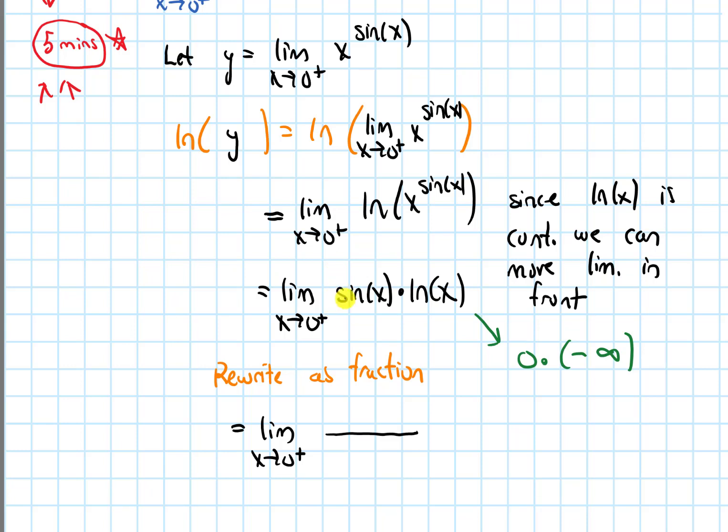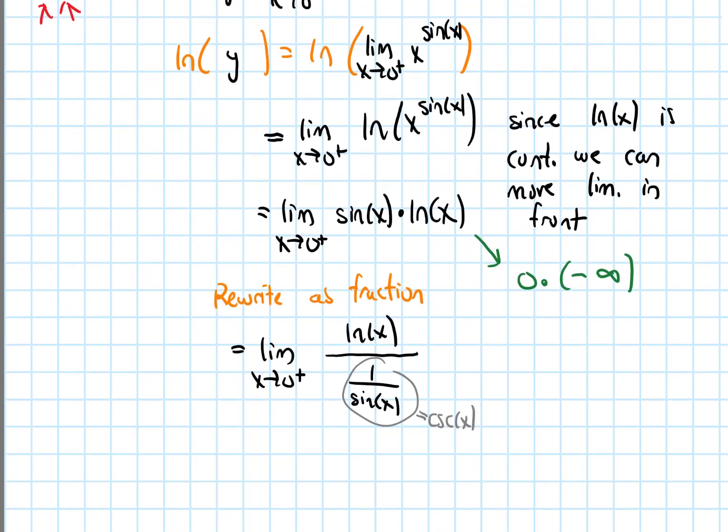So here, I'm going to move the sine x to the bottom. I'll keep ln of x on top. So on the bottom, I'll get 1 over sine x, because I know what 1 over sine x is. That's going to be cosecant x. Okay, and if I try plugging into this now, the numerator is negative infinity.